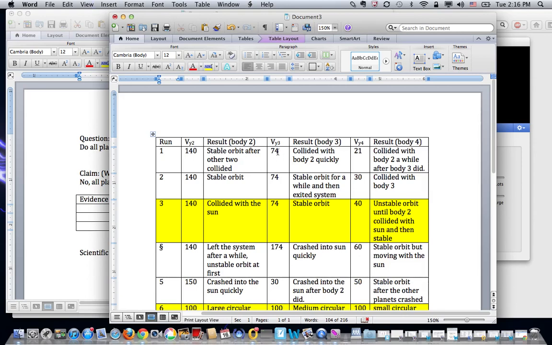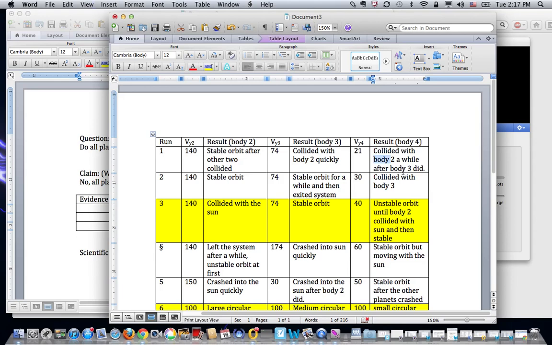And then VY3, which is the second planet, or the third body. Remember, the sun is the first body. So in this way, we can either talk about planet 1, 2, and 3, or we can talk about body 2, 3, and 4, whether or not we're talking about the sun in this. So this is one set of data from one run where we chose these 3 values for the velocity in the y direction, and this is what happened to those 3 planets, or body 2, body 3, and body 4.